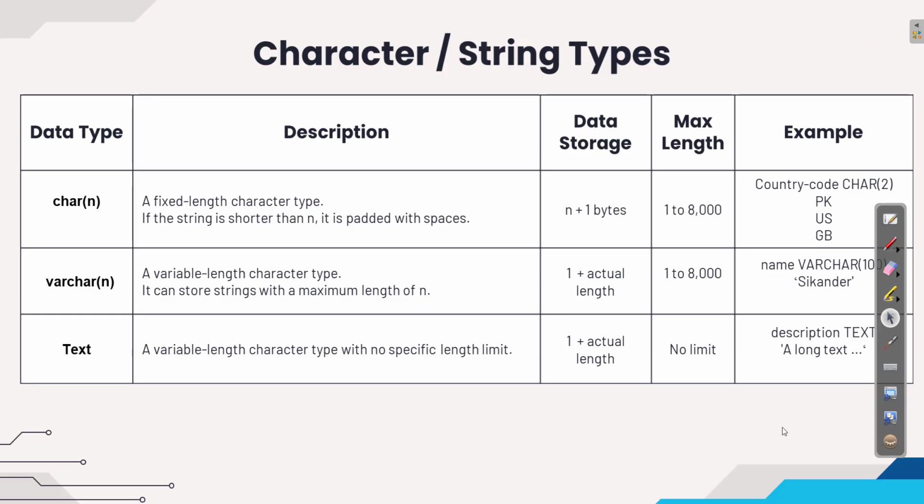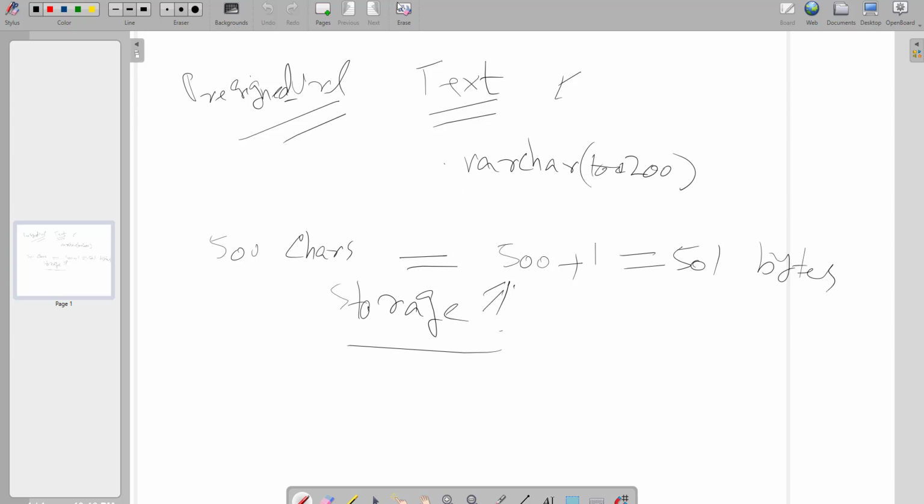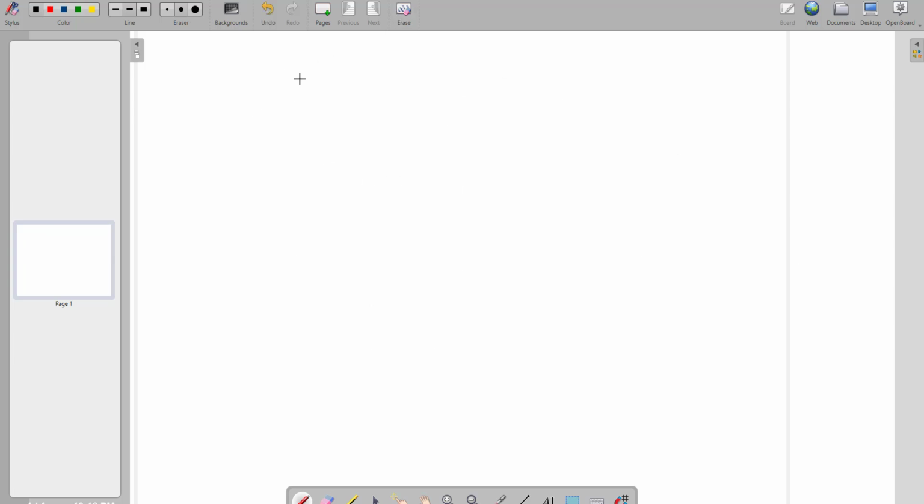So this is the character and string types. Boolean. So Boolean is the true and false. For example, is active. So you can specify the Boolean type, so it will save the true or false, right?